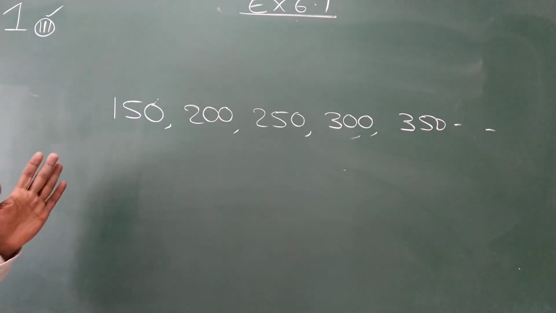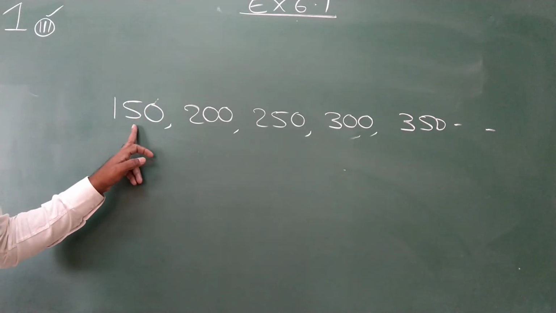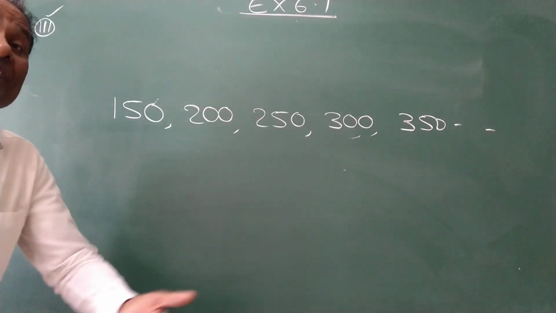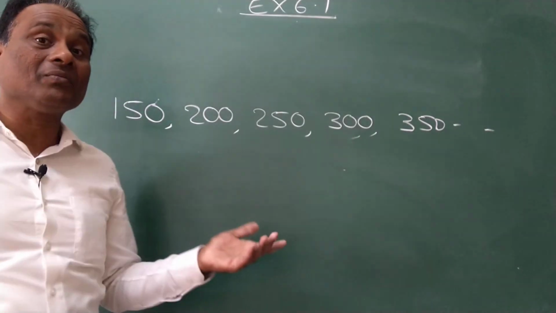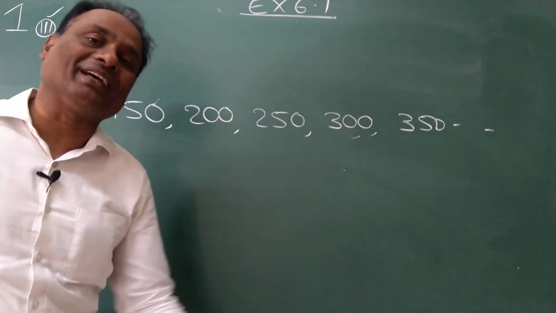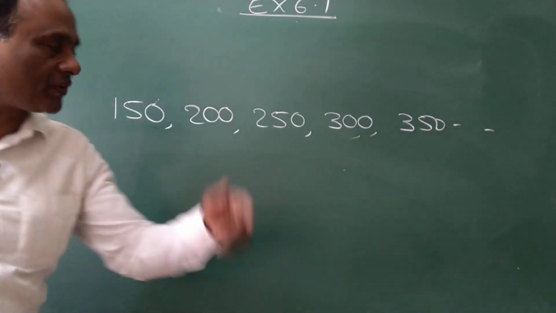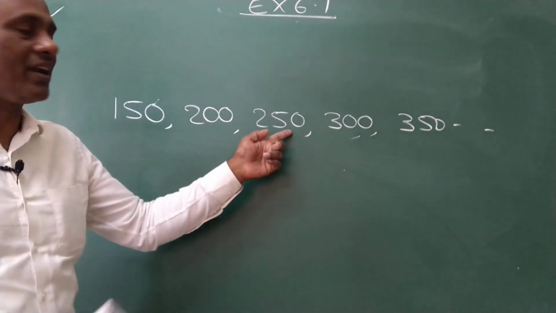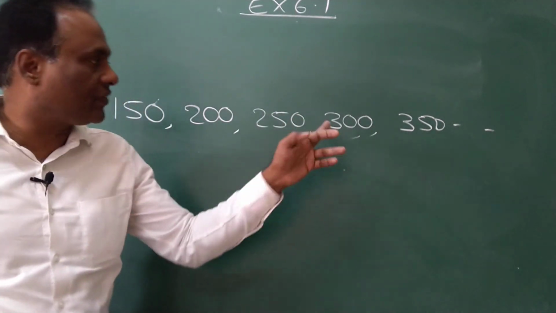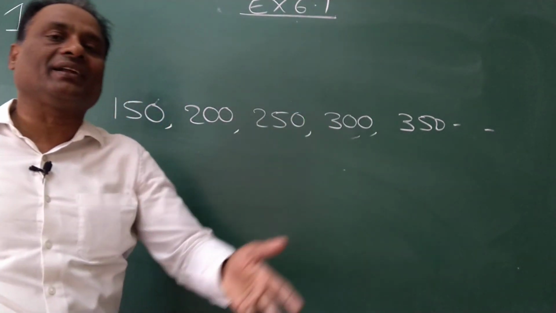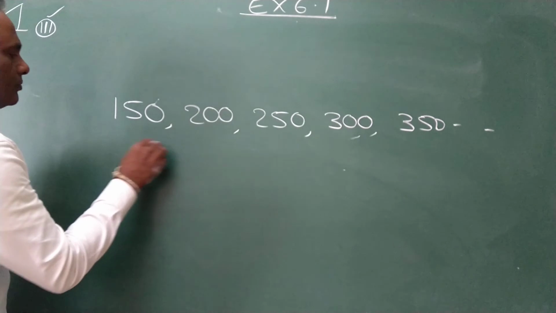This is perfectly an AP, because the first term is 150. What is the difference? How much is added each time? 50 is added for each meter. Second meter, 50 added. Third meter, 50 added. Fourth meter depth, 50 added. Fifth meter depth, 50 added. This is an AP.